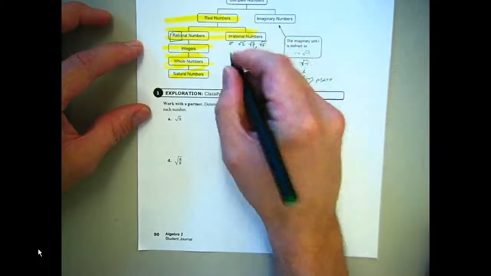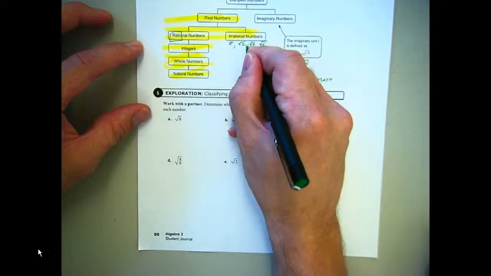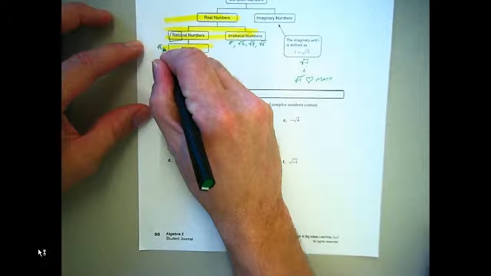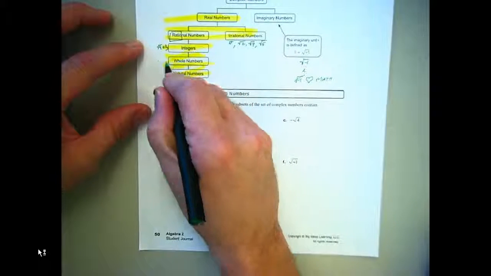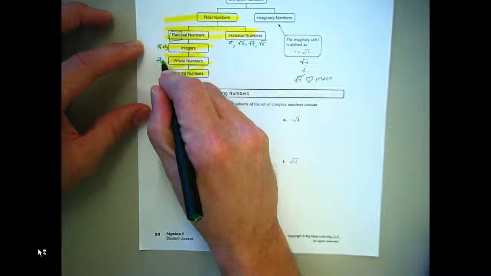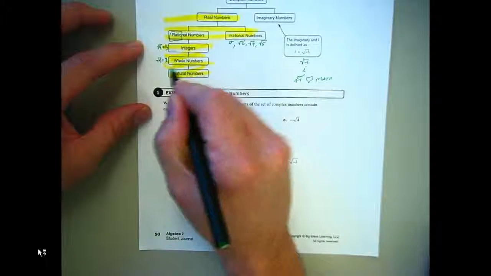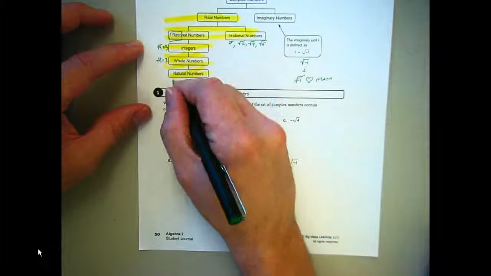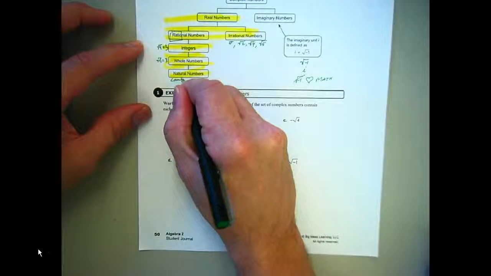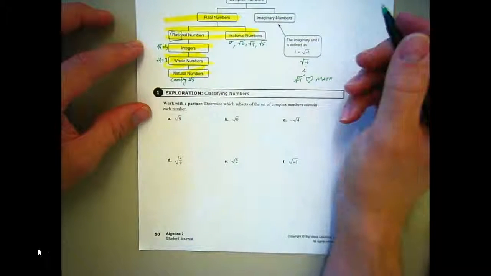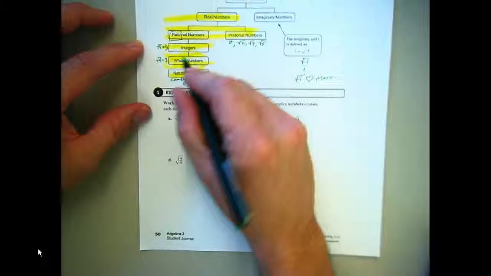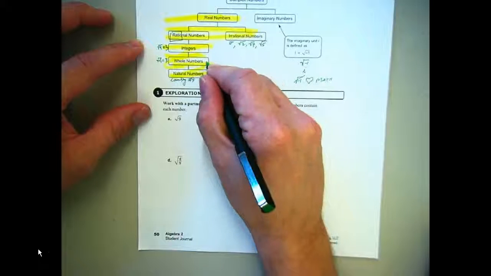Good. Root 9 is actually 3. So root 9 is an integer. Root 9 is also a whole number. Whole numbers are all counting numbers and 0. A natural number is our counting numbers, so like 1, 2, 3, 4, 5, 6, 7, 8, 9, all those. Those are natural numbers. When we put 0 in there, we now have whole numbers. So this includes 0. It's our counting numbers plus 0.